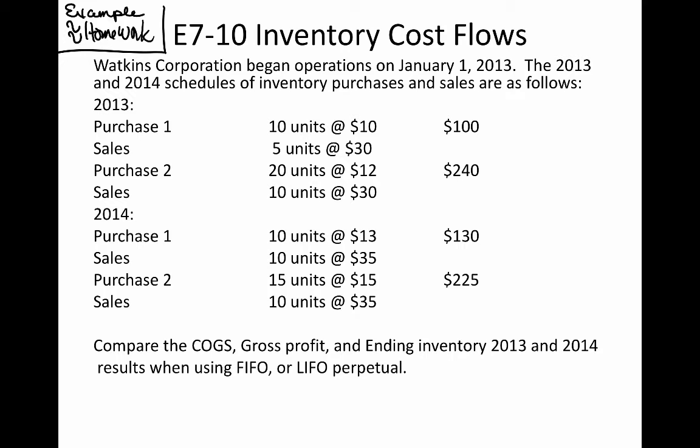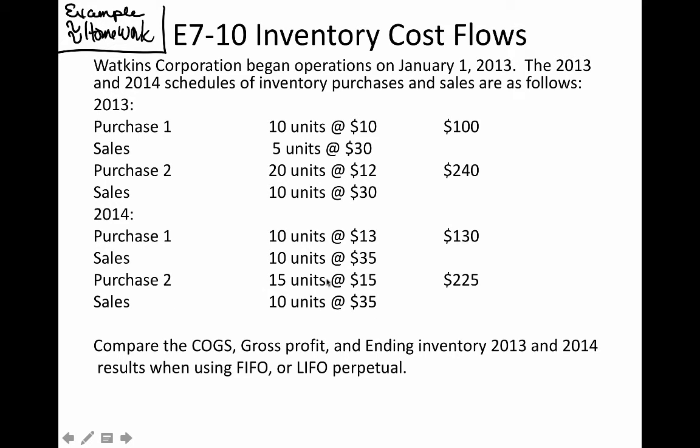It's very similar to your homework. Notice again we have a purchase of 10 units at $10 because it's a brand new company. We then sell 5 of those units at a sales price of $30. We then make another purchase of 20 units at $12. We sell 10 of those units at $30. And then in 2014, we continue on and we purchase another 10 units at $13. We sell 10 units at $35. We purchase 15 units at $15. We sell 10 units at $35.